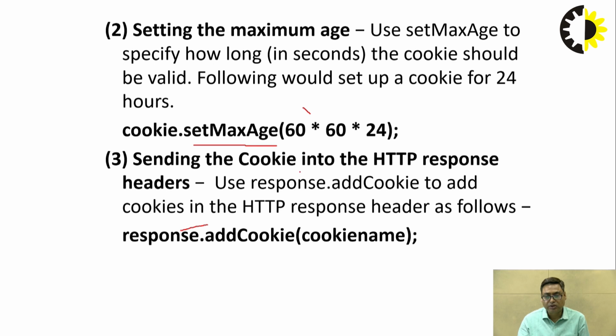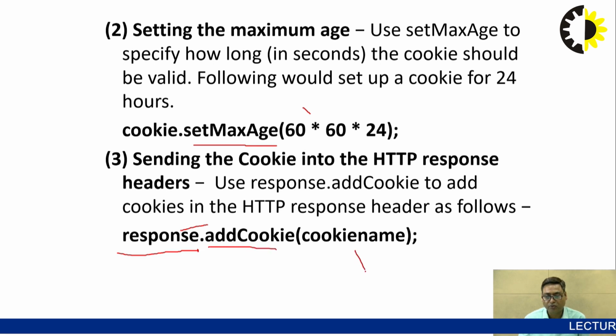The third step is sending the cookie to the client machine. To send the cookie to the client machine, we use the variable response. Basically, it is a predefined object. In a servlet, we need to create it; in JSP, it is already available. So we use the response object, then call the function addCookie, and give the cookie variable name here. When this statement is executed, it will store the cookie at the client side.